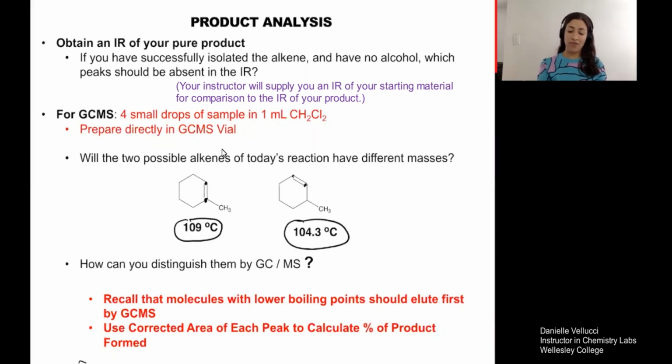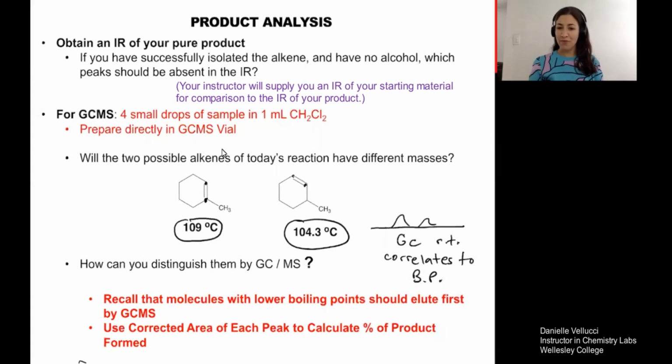However, their boiling point difference is substantial enough that it should impact the way they elute from our GC column. Okay? So remember that retention time in the GC correlates to boiling point. Given this, which one do you expect to come out first and which one do you expect to come out second? You can use the corrected area of the first and second peaks to identify how much of each product was formed and validate whether or not your proposed product distribution was in fact correct.